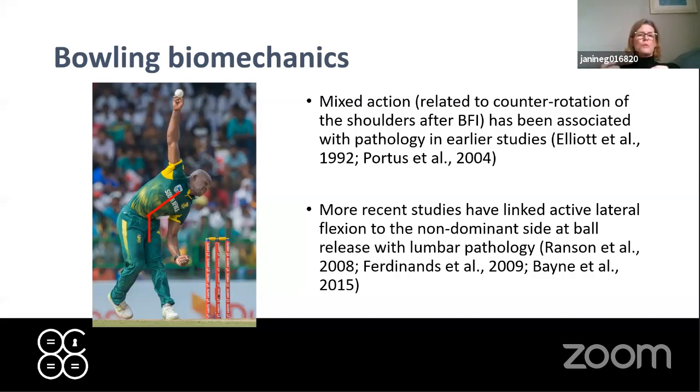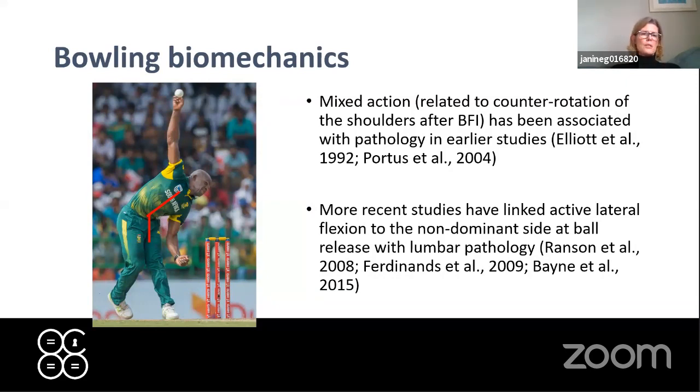And the whole mixed action was born because they found that if there was an increase in the amount of counter rotation of the shoulders away, that it was associated with pathology. More recently, we seem to be linking active lateral flexion to the non-dominant side at ball release with lumbar pathology. So if you look at the picture on the left-hand side, you can see that that athlete is falling into lateral flexion towards the non-dominant side quite significantly. And if these angles become too large, then we know that they are at risk of developing a stress fracture.